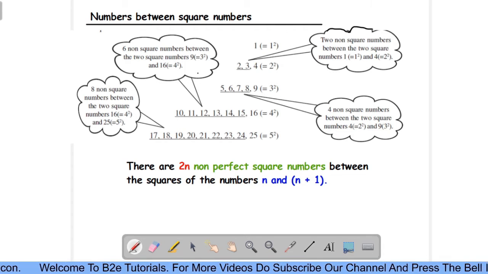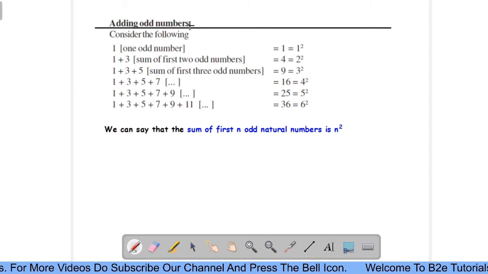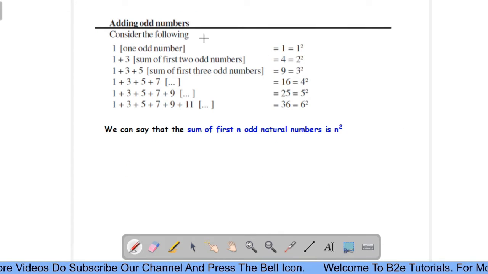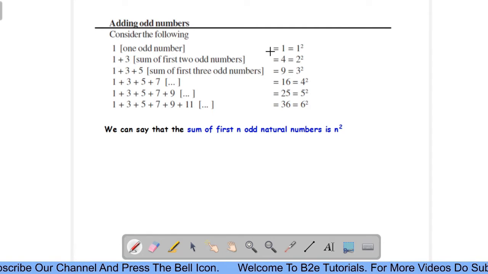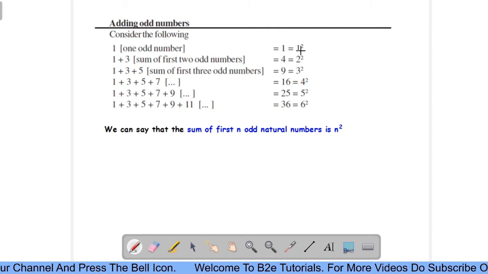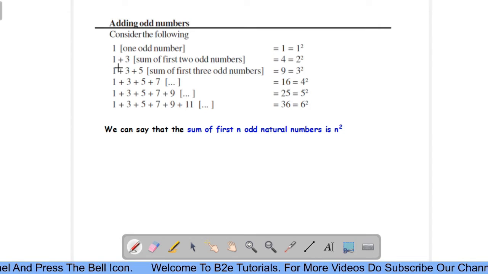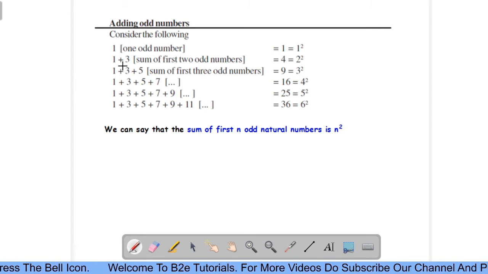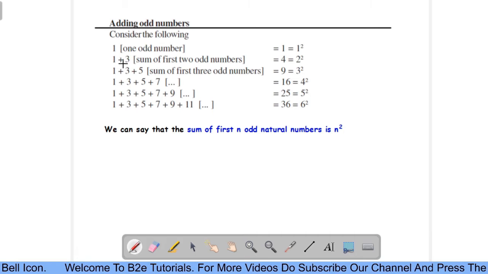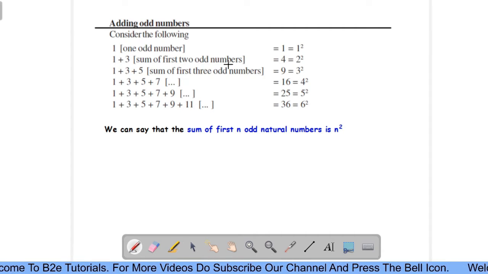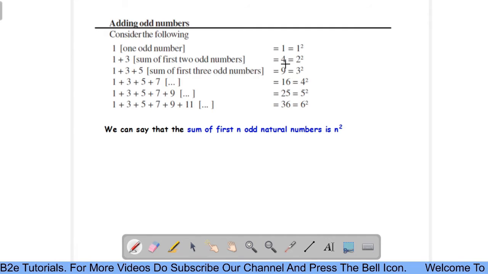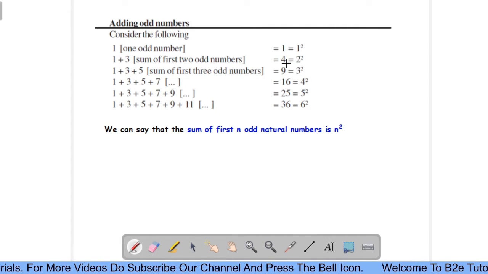Now come to the next topic, adding odd numbers. Here consider the following numbers. Here 1, one odd number, is equivalent to 1. It can be written as 1 square. Here 1 plus 3, we have to take two consecutive odd numbers and find the sum, that is the sum of the first two odd numbers. It is 4 and it can be written as 2 square.